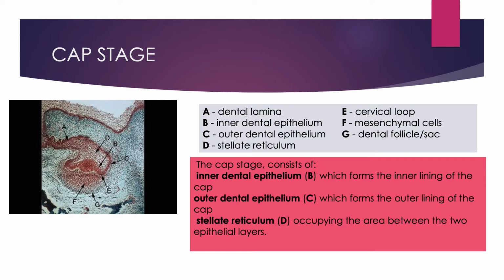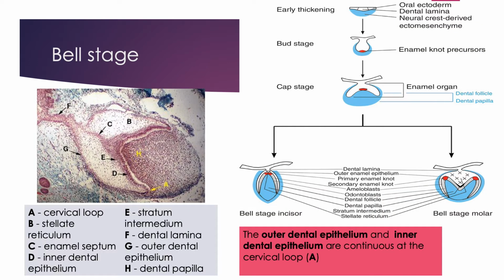The condensed mesenchymal cells at F, capped by the dental organ, will form the dental papilla. Another condensation of mesenchyme that surrounds the dental organ and merges with the dental papilla is the dental follicle or dental sac at G in this photomicrograph. The dental organ, the dental papilla, and the follicle together are called the tooth germ. Since at this stage all the formative tissues are present, it will give rise to a complete tooth.